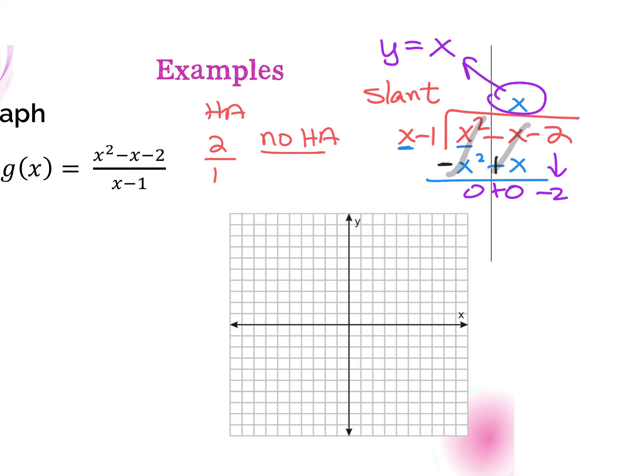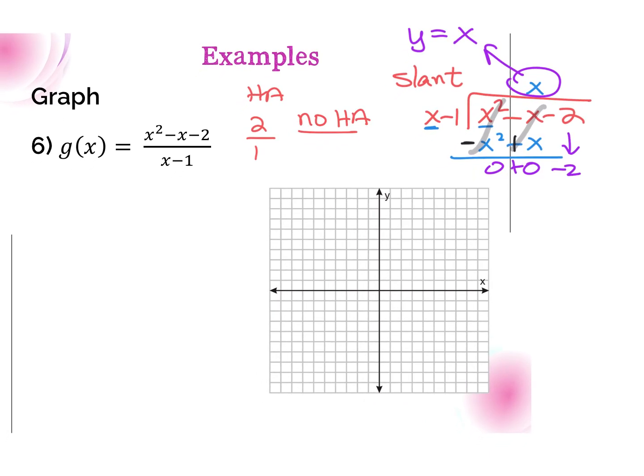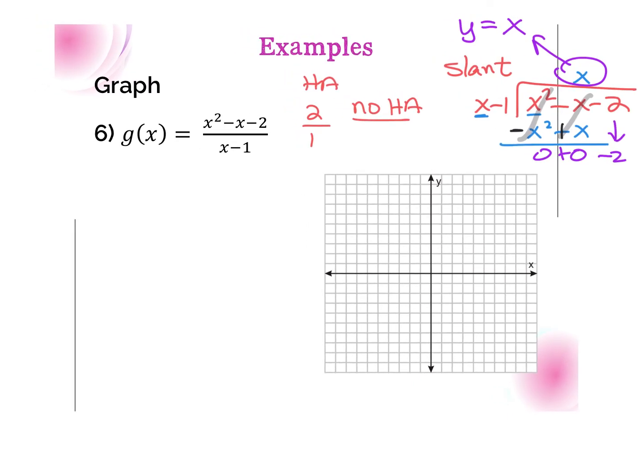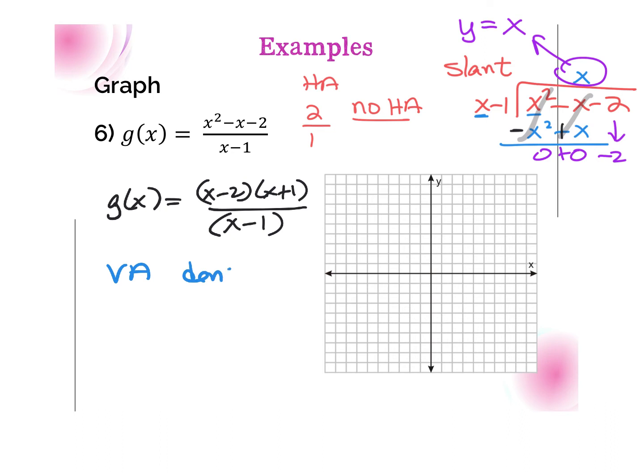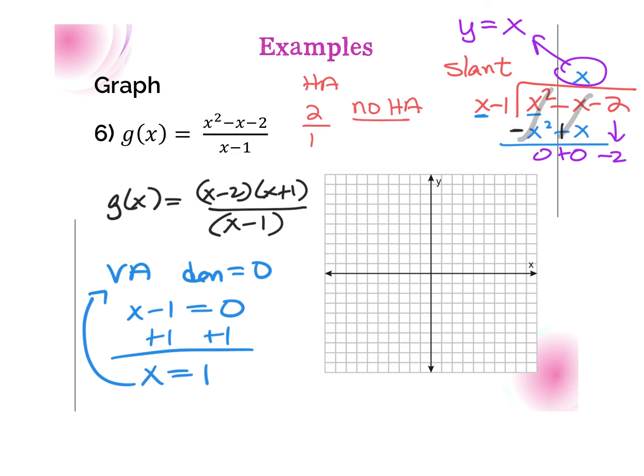For the vertical, remember you need to simplify the fraction first. So I need to see if anything will simplify. If I factor the numerator, it will factor into x minus 2, x plus 1 over x minus 1. Nothing cancels. So for the vertical asymptote, all I need to do is take the denominator and set it equal to 0. So x minus 1 equals 0, add 1, and my vertical asymptote is located at x equals 1.